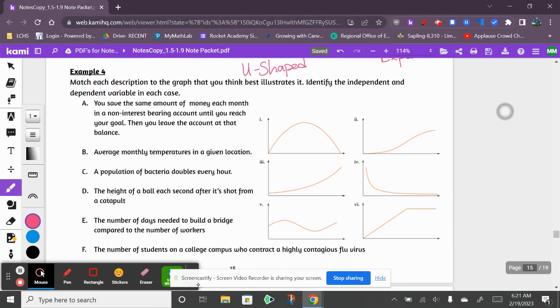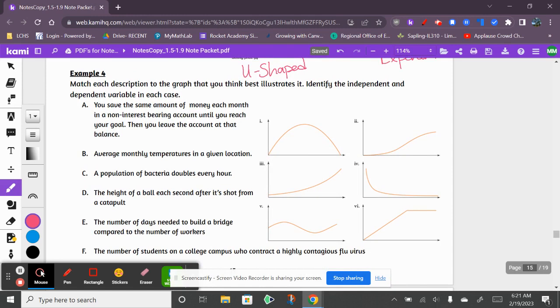For example 4, we're going to match each description to the graph that you think best illustrates it. Identify the independent and dependent variable in each case. We will identify the independent and dependent variable in each case.